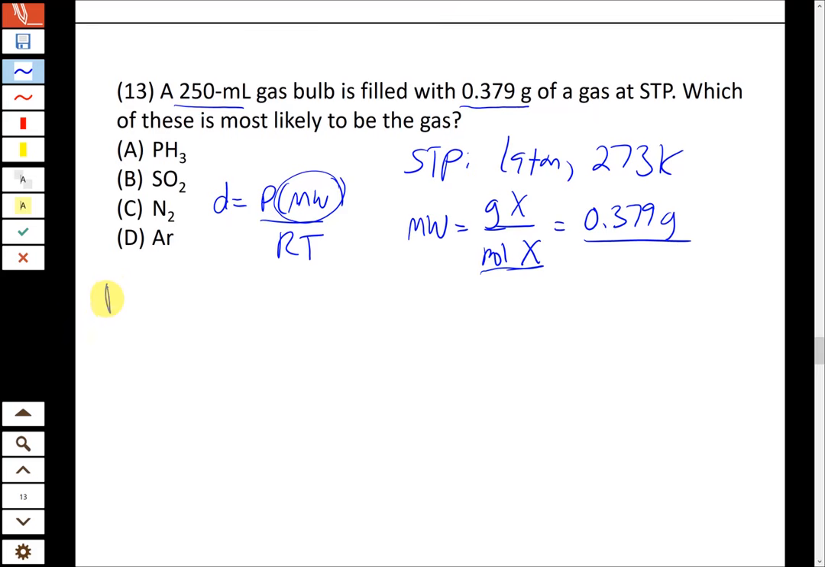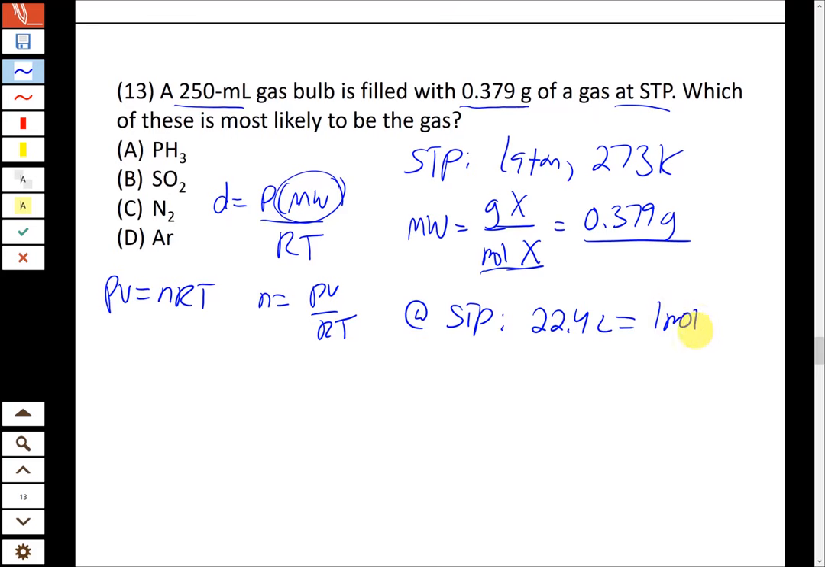So we could again go to PV equals nRT and solve for n, which is PV over RT. But at STP, and don't abuse this relationship, we also have the relationship that 22.4 liters is equivalent to 1 mole. So we can use that as a conversion factor for STP without going through all the steps. A lot of different ways to approach this, but we'll do that shortcut to show you how it works. So if we want to find the moles of the unknown gas X, we have 250 milliliters of it.